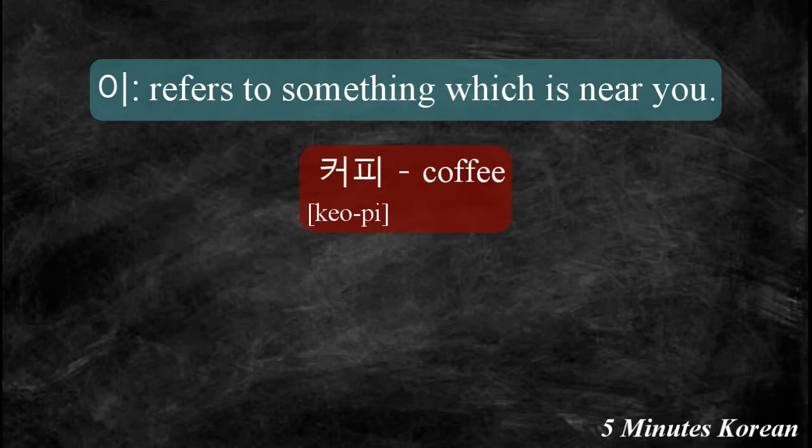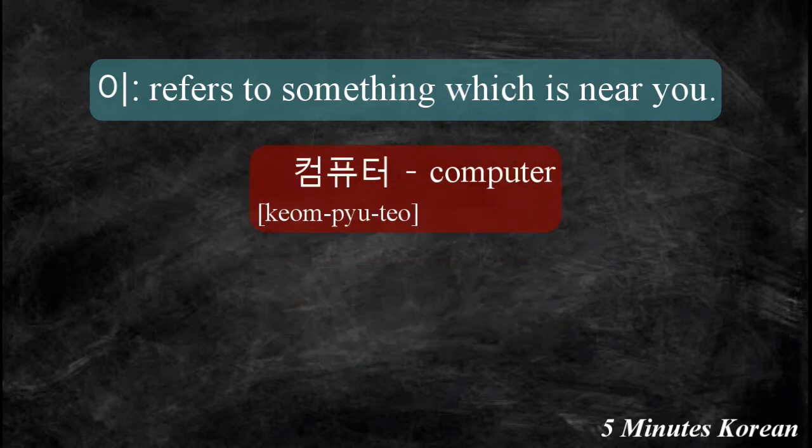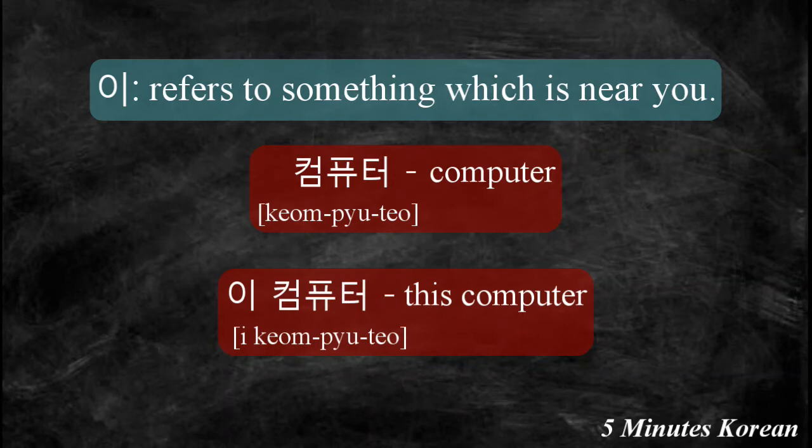Change that F sound to the P sound because in Korean there's no F sound. So, say that again. Coffee. So, let's say this coffee. 이 커피. How do you say computer in Korean? 컴퓨터. Again, there is no R sound in Korean, so in Korean you say 컴퓨터 without the R at the end. So how do you say this computer? 이 컴퓨터.